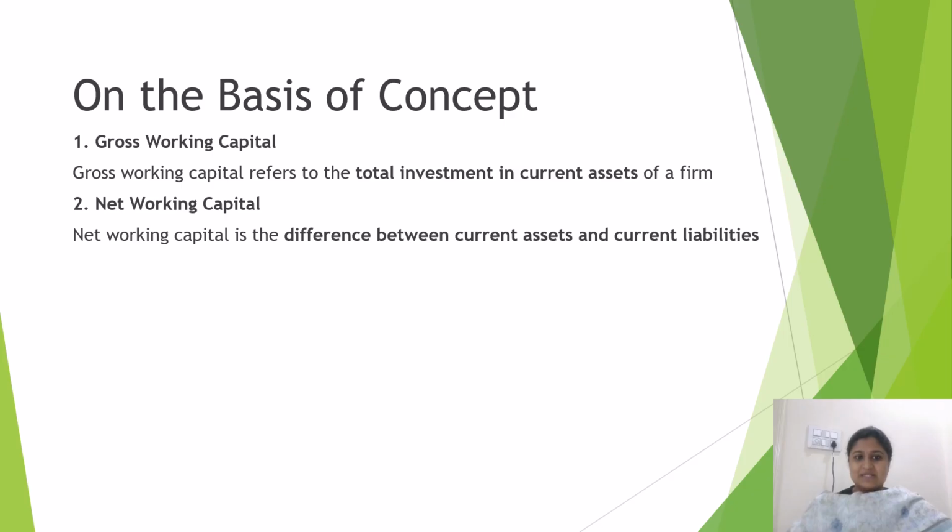Net working capital is the difference between current assets and current liabilities. So, from your current assets, when you deduct your current liabilities, such as your payables or your creditors, you will get your net working capital. So, these are the two types of working capital based on concept.